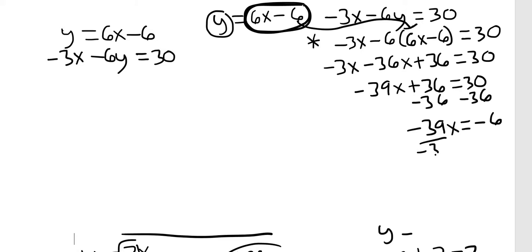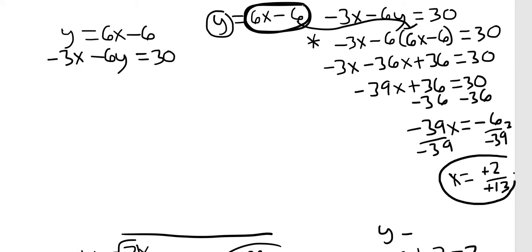And then our last step would be to divide by negative 39. And 3 goes into 6 twice. 3 goes into 39 13 times. And a negative divided by a negative is a positive. Okay, so our x coordinate is 2/13.